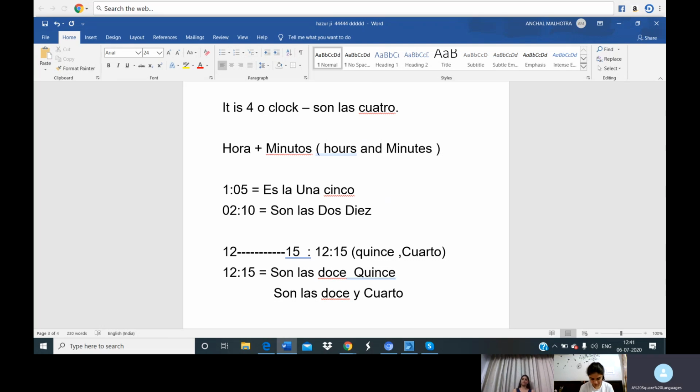So either we have son las doce quince, or, if there is a listening comprehension passage with a timing, maybe the train will arrive at son las doce quince or son las doce y cuarto. So you will come to know that's 12:15. Is that clear to you? Yes, sir.